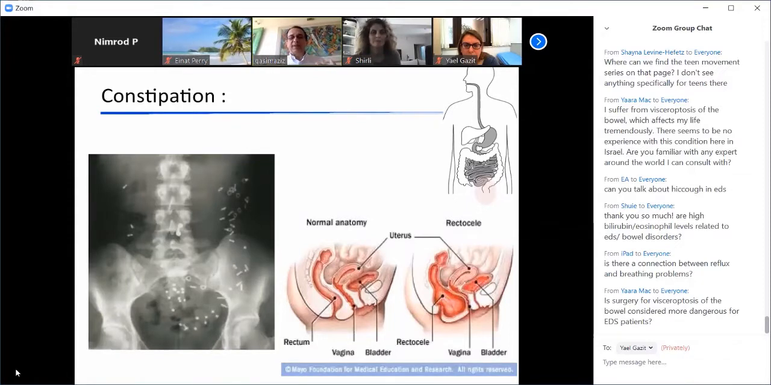The patient says, well, I passed some stool, but then I feel there's something left, but I can't get rid of it. And in those patients, it's not uncommon to find that there is a rectocele with a bit of stool that is lodged in there.